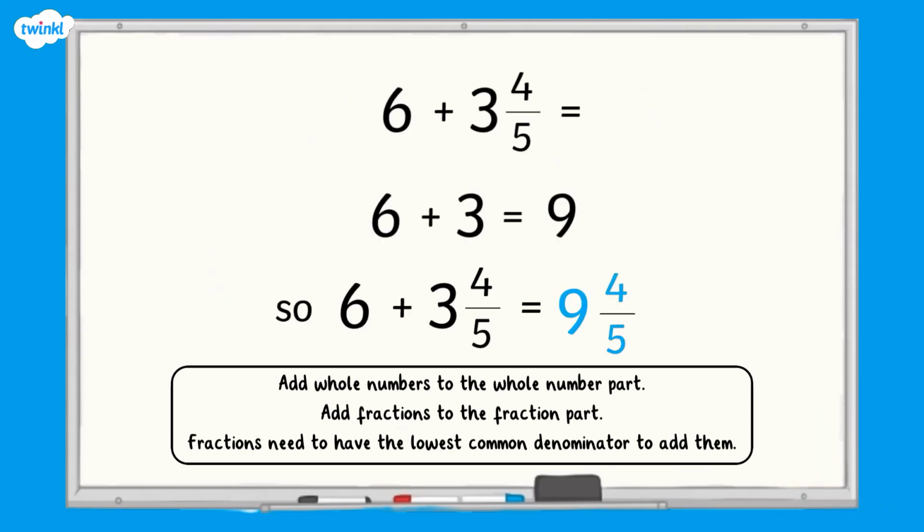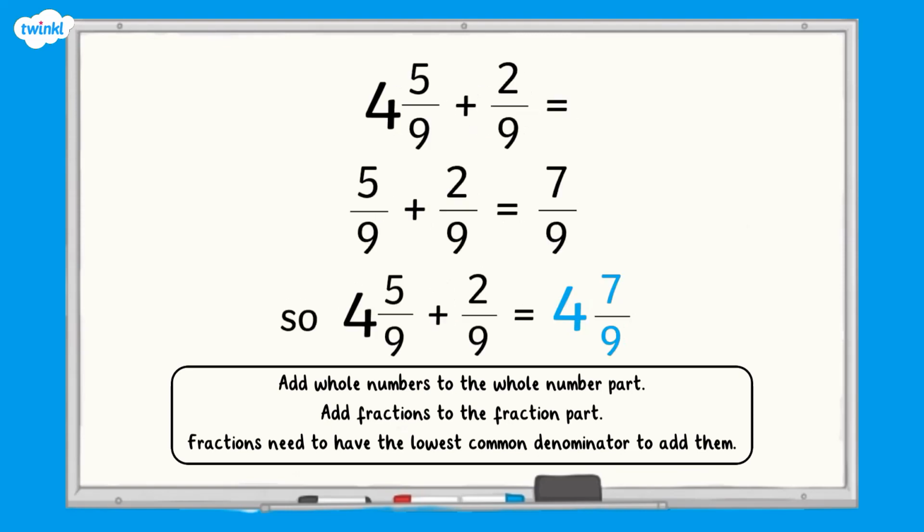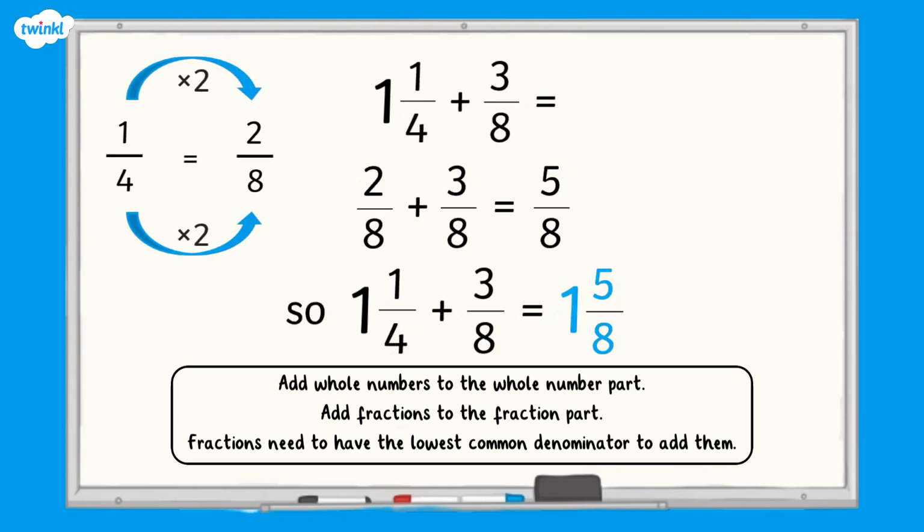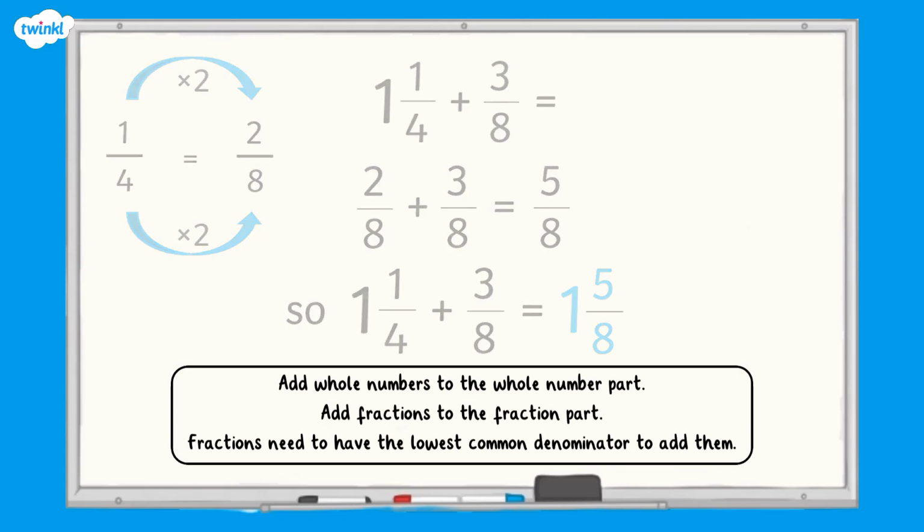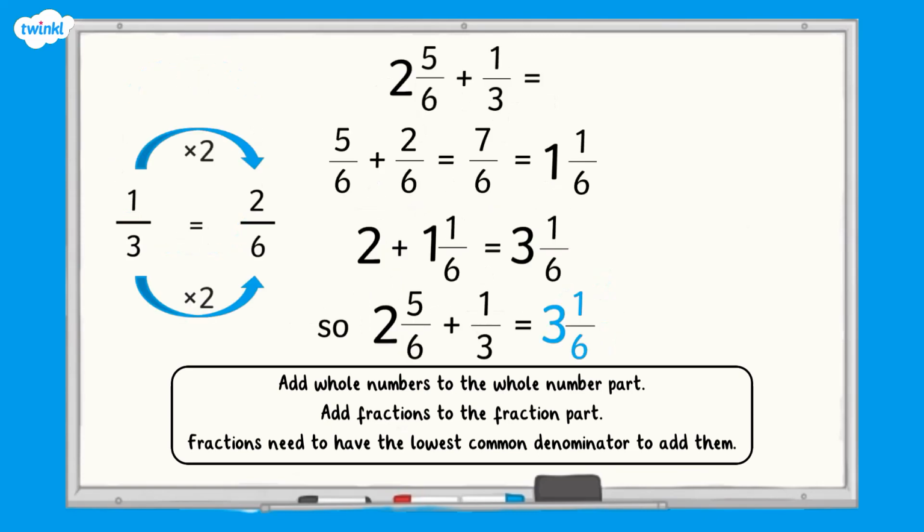6 add 3 4/5 equals 9 4/5. 4 5/9 add 2/9 equals 4 7/9. 1 1/4 add 3/8 equals 1 5/8. 2 5/6 add 1/3 equals 3 1/6.